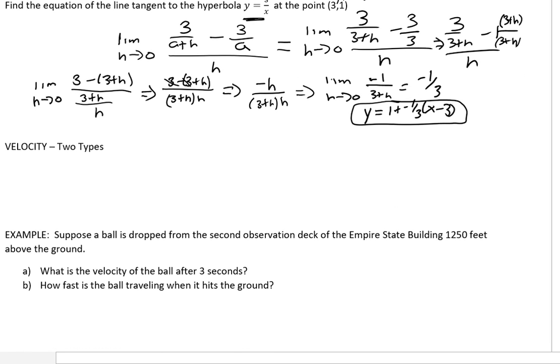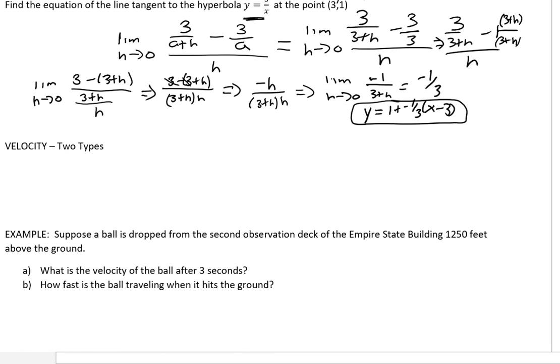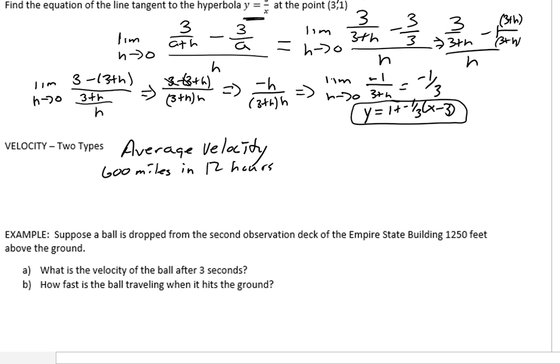Okay. Velocity. There are two types of velocity. There's average velocity. If I use 600 miles in 12 hours, our average velocity would be 600 divided by 12, which is 50 miles per hour. That's average velocity. You have a distance you traveled divided by how long it took you to get there.